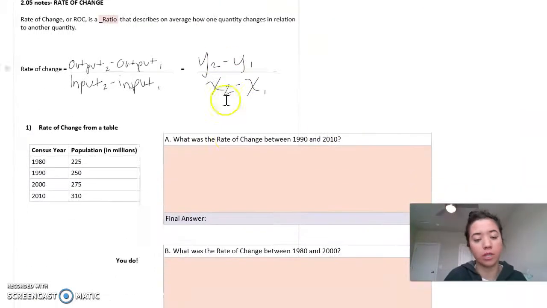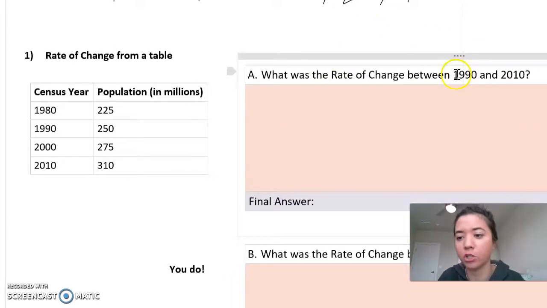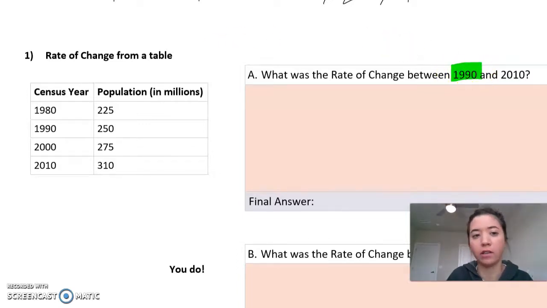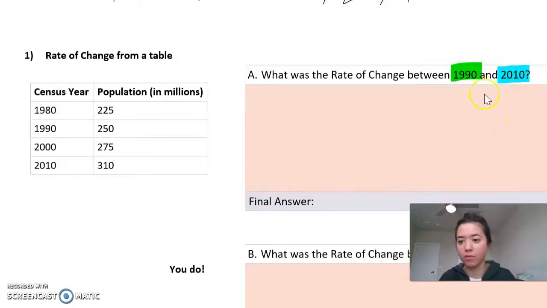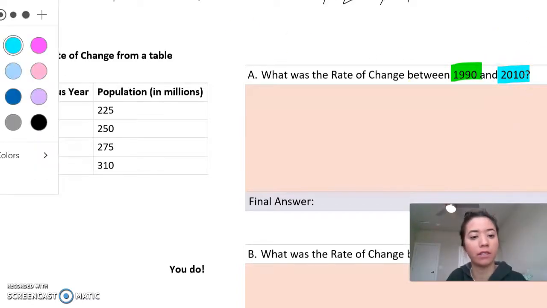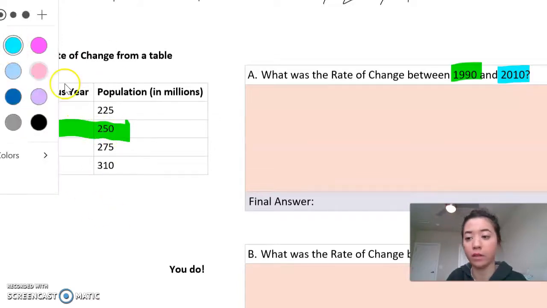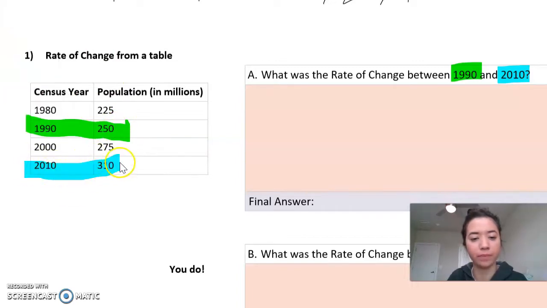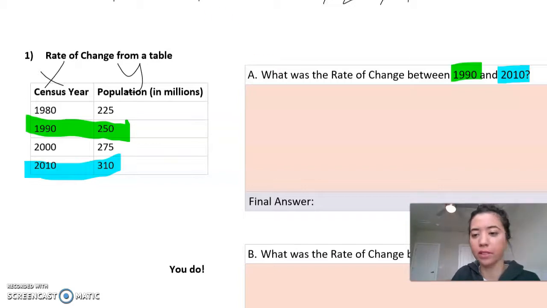So the first one we're going to do is calculate the rate of change in a table. So I ask you to calculate the rate of change between 1990 and then 2010. So in my table here, I'm going to find those 2 years. So we have 1990 is right here. And then we have 2010 right here. It's important to remember that our tables are always x and then y on the right. So now I can see my 2 points.